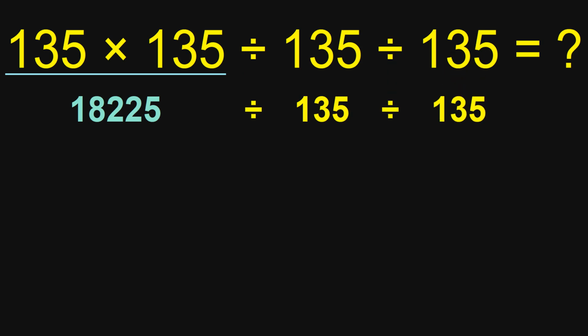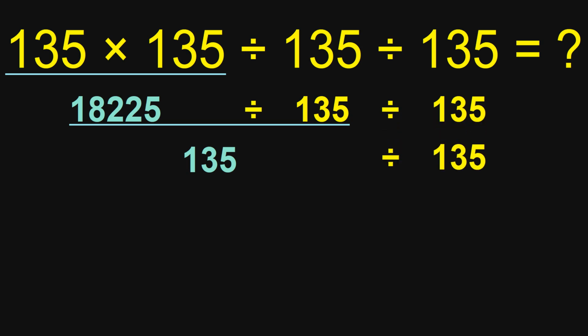So we have to work from left to right. 18,225 divided by 135 equals 135, and 135 divided by 135 equals 1. And this was our final answer for this problem.